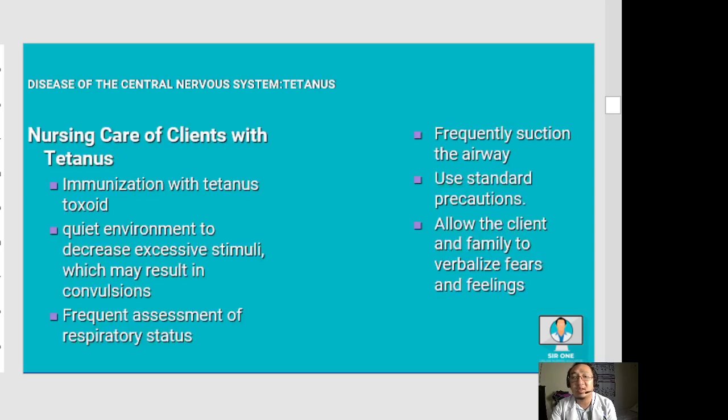Then, just to emphasize, other nursing care for clients with tetanus: immunization with tetanus toxoid as a preventive measure, a quiet environment with less stimulus for convulsions, and frequent assessment of respiratory status, because as we have mentioned, respiratory paralysis is usually the cause of death for tetanus. Frequently suction the airway if secretions are present, use standard precautions, and allow the client and family to verbalize fears and feelings, especially if those side symptoms already occur, which we have mentioned earlier, with this kind of difficult prognosis.